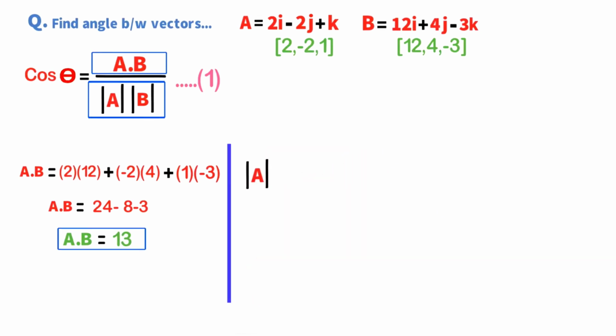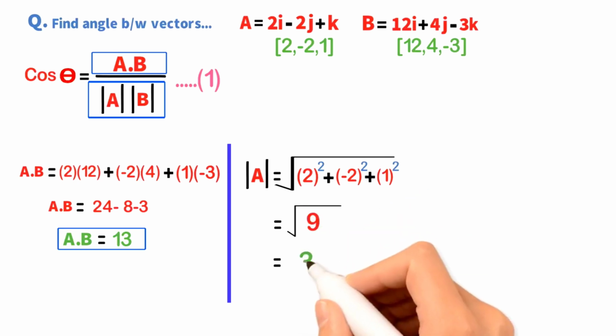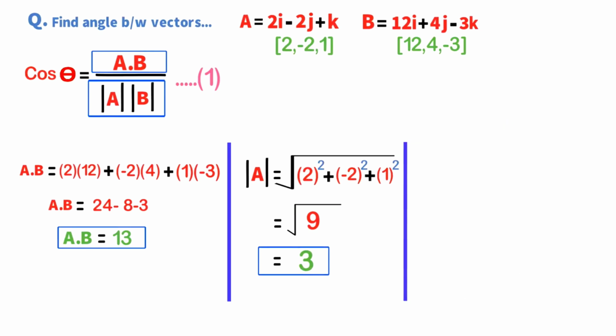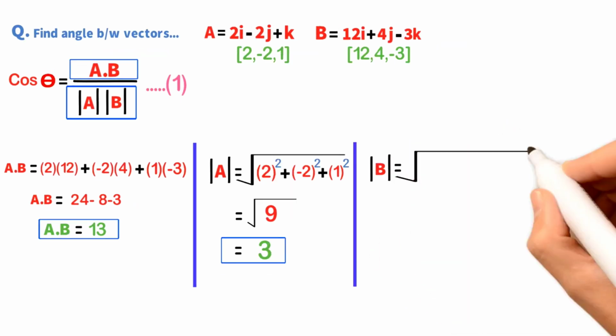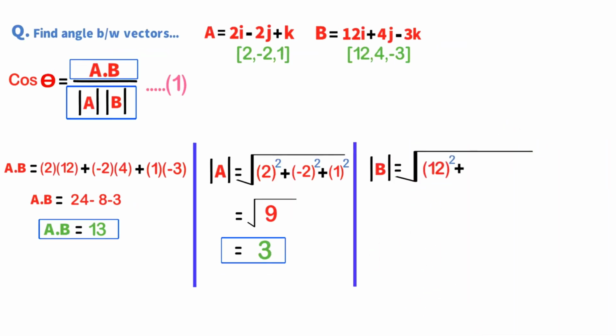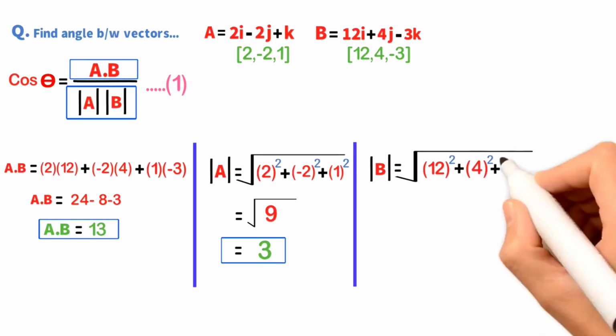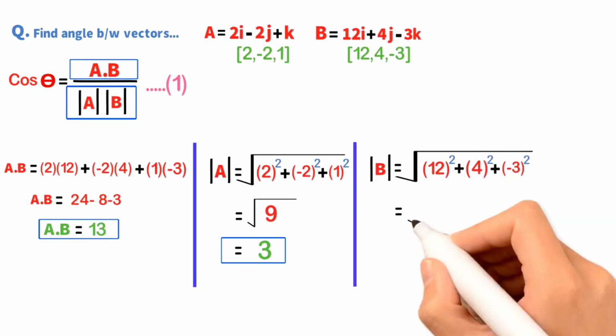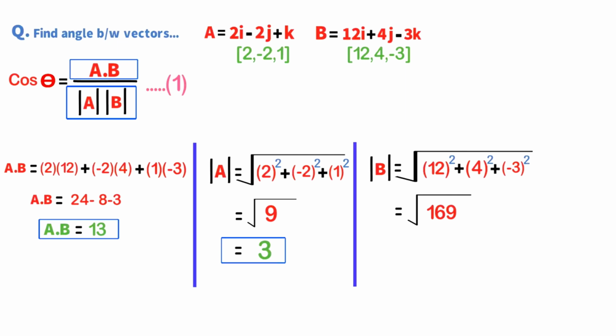Now I will find the magnitude of vector A, and that is equal to the square root of 2 squared plus minus 2 whole squared plus 1 squared, and I'm getting the square root of 9, which is equal to 3. Now I will find the magnitude of vector B, and that is equal to the square root of 12 squared plus 4 squared plus minus 3 whole squared, and I'm getting the square root of 169, and that is equal to 13.